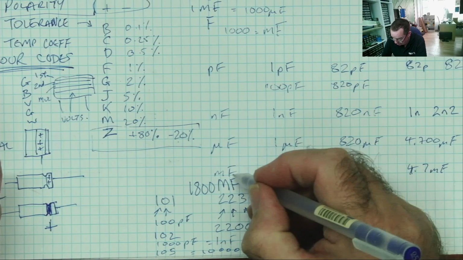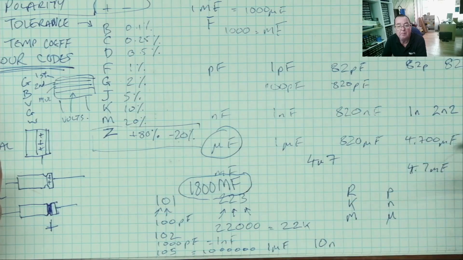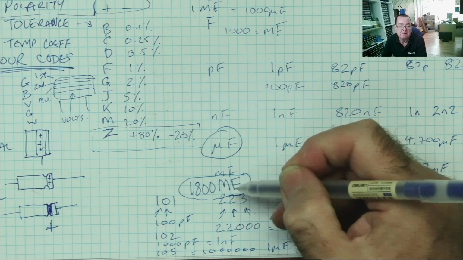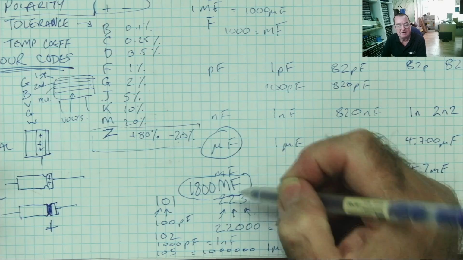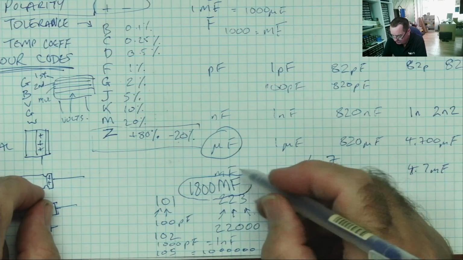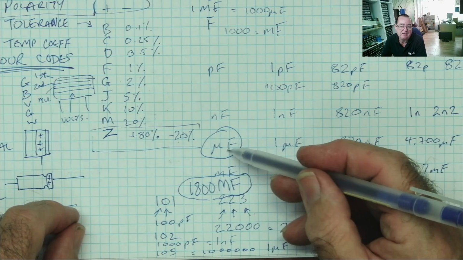That is actually an antiquated way of stating microfarads. So this is microfarads, it's not millifarads, and it certainly ain't megafarads. Okay, so if you do come across that on vintage capacitors, the capital MF, it means this.